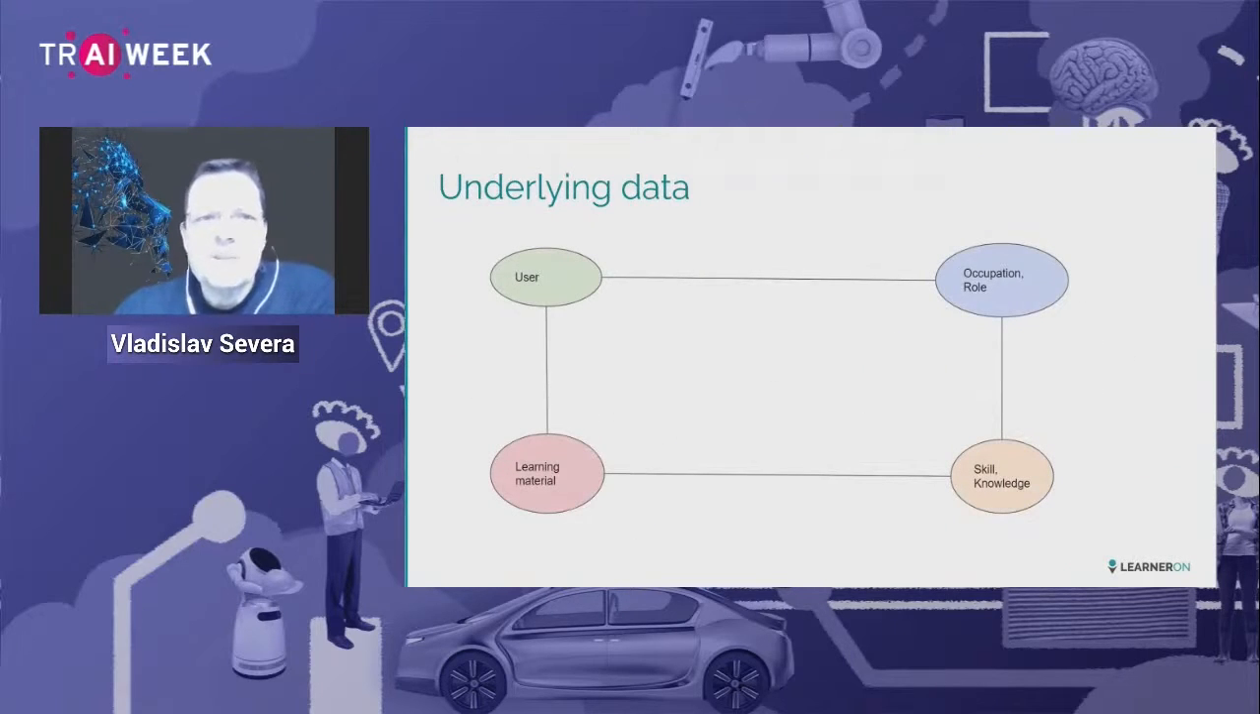So now I am getting into the data itself. So from now on, I will start sounding a little bit more technological. With a lot of simplification, our underlying data model is handling four major entities. Foremost is the user, that's the entity number one. And the user in LearnerOn, because we are a corporate learning platform, the user typically performs a certain occupation or is playing a role in the organization. And to the occupation or to the role, there are the needed or essential skills and knowledge items which are defining or describing the role played by the user.